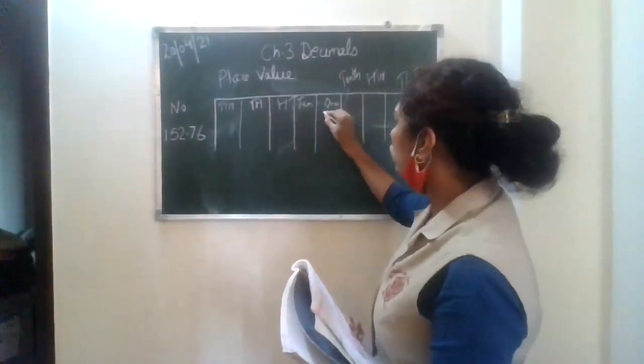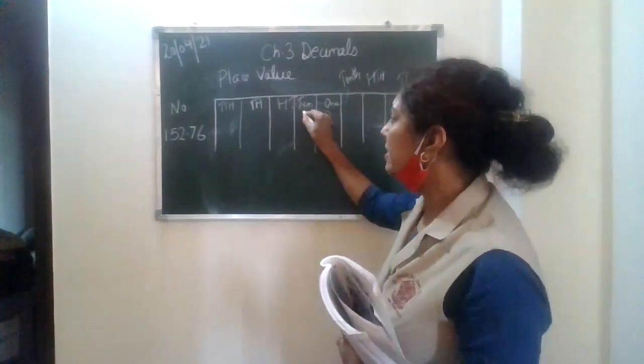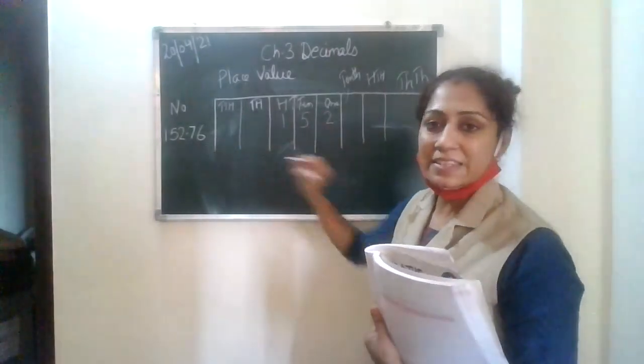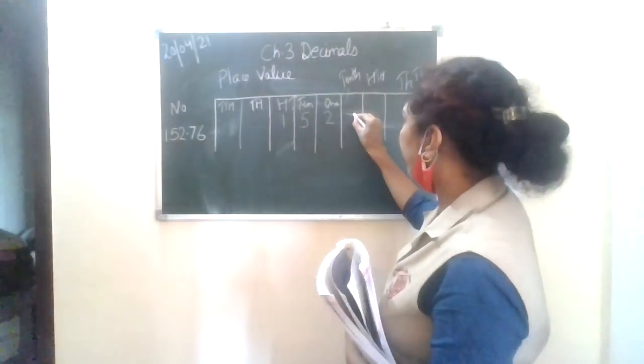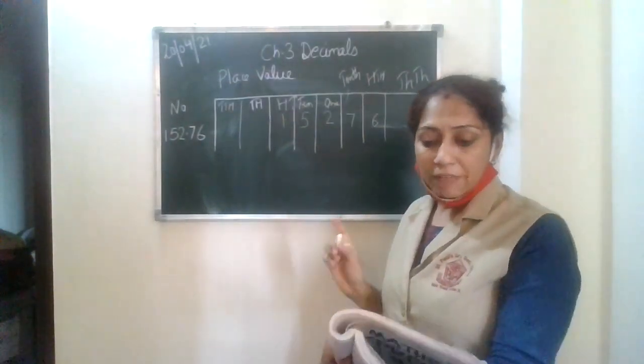So I'm going to write 2 over here. 2 is your ones, 5 is your tens, 1 is your 100. Then your 7 and 6. 7 is your tenths, 6 is your hundredths. Okay, fine. I will expand the number.